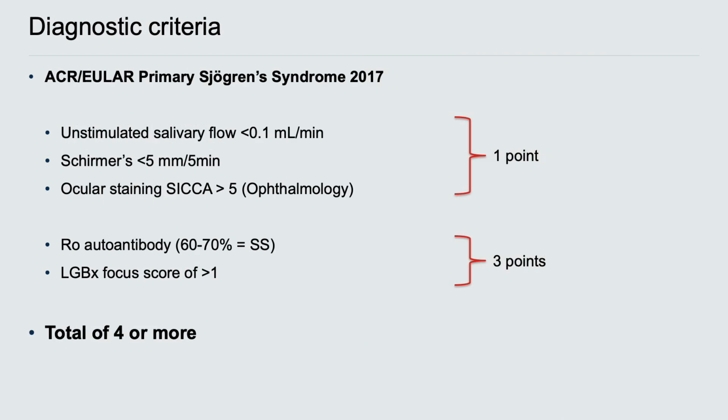The most commonly used diagnostic criteria for a diagnosis of Sjogren's is the ACR/EULAR criteria published in 2017. This is based on a point system where 1 point is awarded to each of unstimulated salivary flow rate of less than 0.1 ml per minute, a Schirmer's test of less than 5 millimeters in 5 minutes, or an ocular staining score of greater than 5. 3 points are awarded to Ro autoantibody positive or positive labial gland biopsy, which is defined as a focus score of greater than 1. So a diagnosis of Sjogren's syndrome is made from a total of 4 or more.